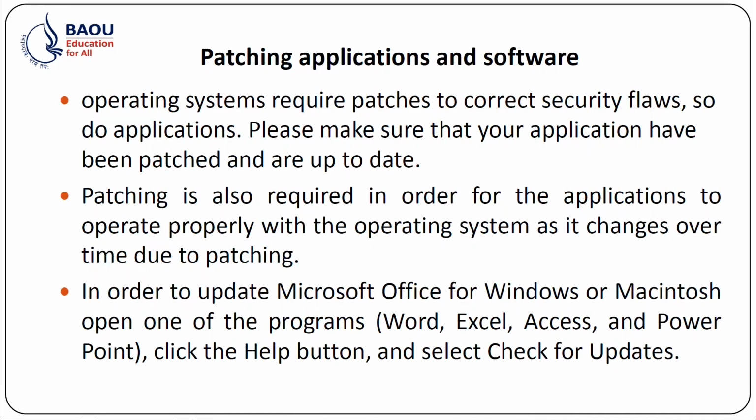To update Microsoft Office, as an example, for Windows or for Mac OS, for the Macintosh OS, open one of the programs like Word, Excel, Access and PowerPoint. Click the Help button and select Check for updates. For all these applications, you are required to make the updates on a regular basis.